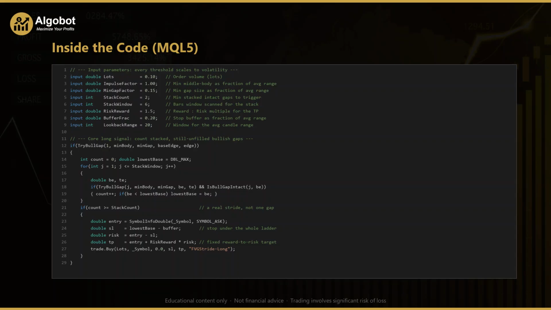StackWindow is how many bars back the EA looks for that stack. RiskReward sets how far the target sits relative to the stop. BufferFrac pads the stop beyond the ladder, and look-back range is how many candles feed the average range calculation.